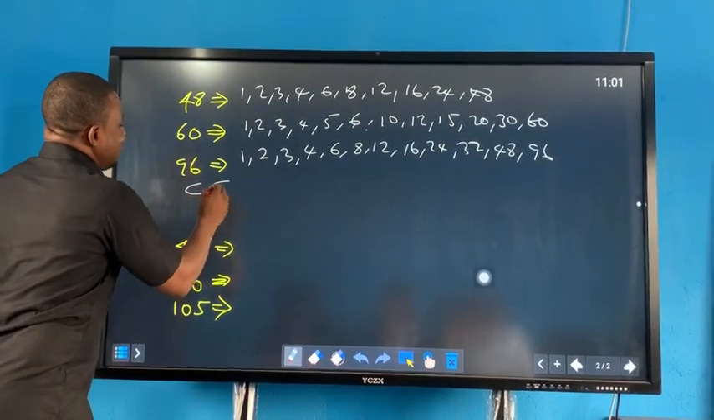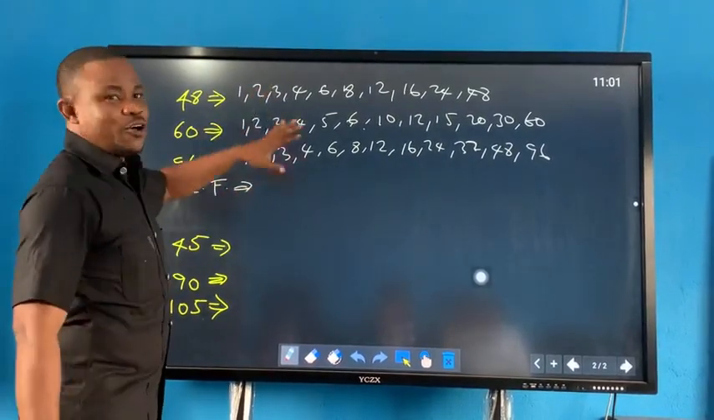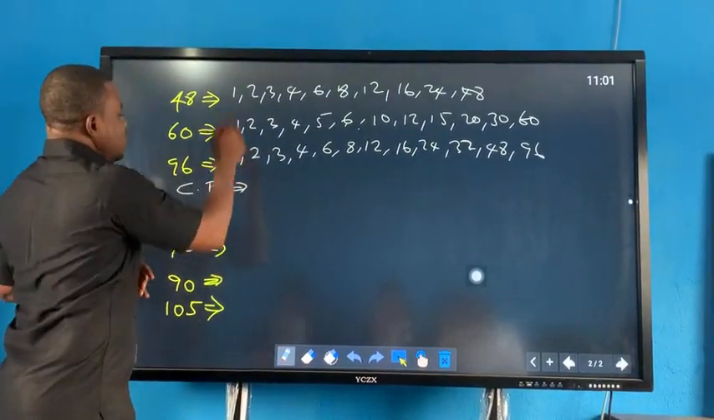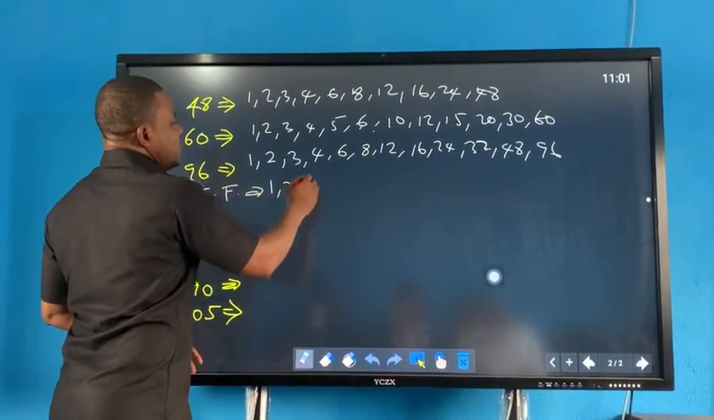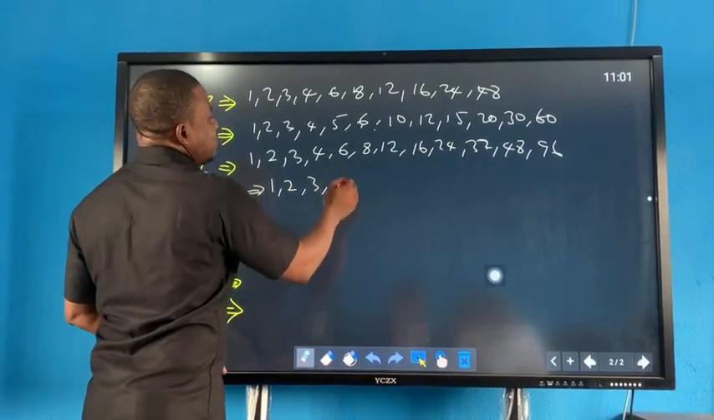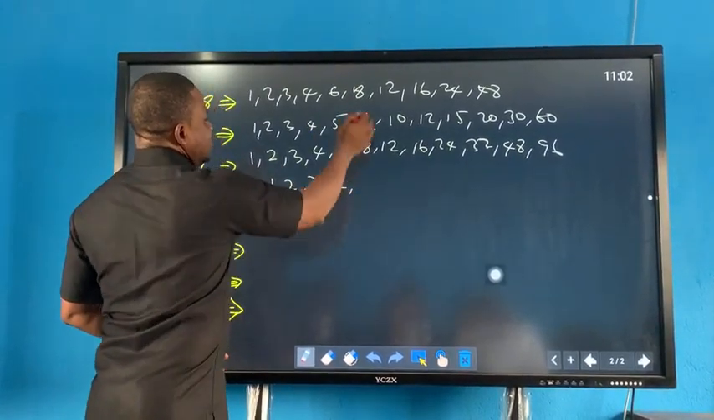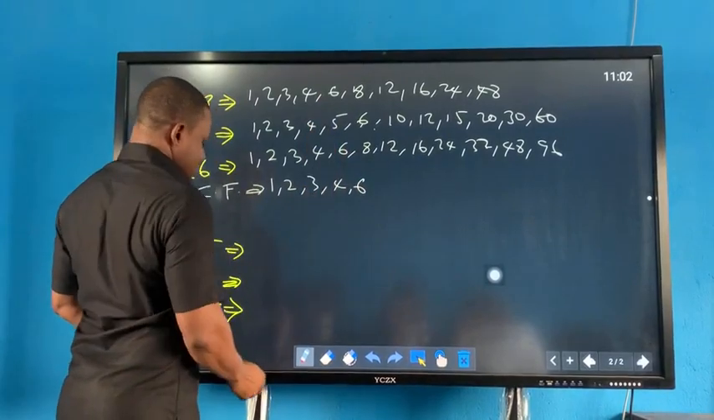So I have common what now? Common factors. 1 is always a common factor of all numbers. The next what? 3. Next what? 4. Next what? 6. 8.